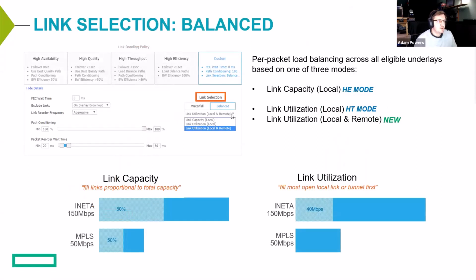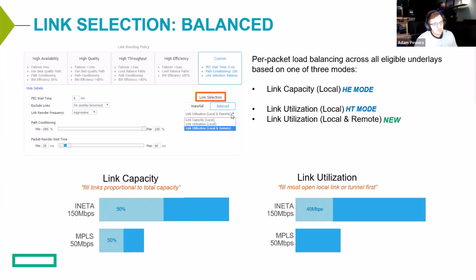Now, another dimension to link selection is when you're in balanced mode, or load balance mode, you have three different options. There's a capacity option and a utilization option. And then there's a variant to utilization, which is new, which we just added, in which we include tunnel utilization as opposed to local physical interface link utilization.